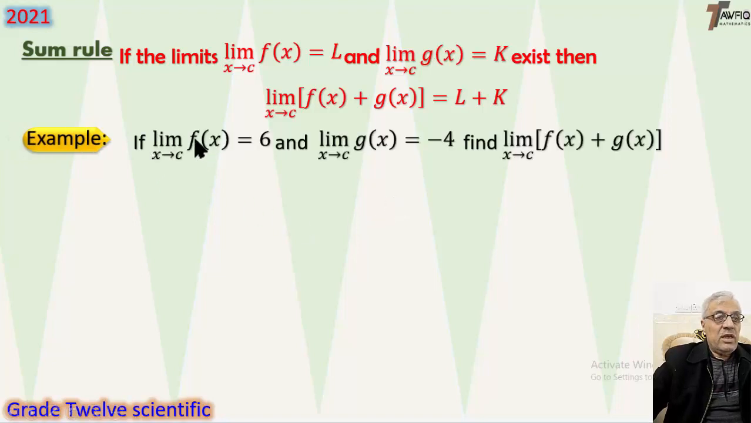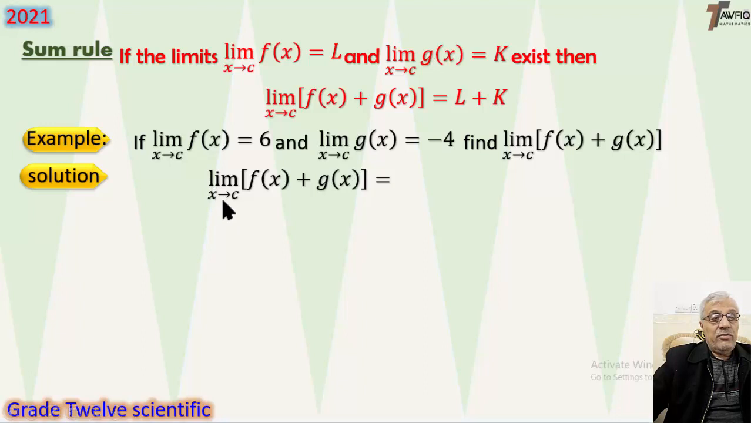Example: if the limit as x approaches c of f(x) is equal to 6 and the limit as x approaches c of g(x) is minus 4, find the limit as x approaches c of f(x) plus g(x). Solution: the limit as x approaches c of f(x) plus g(x) is equal to 6 plus minus 4, which equals 2.